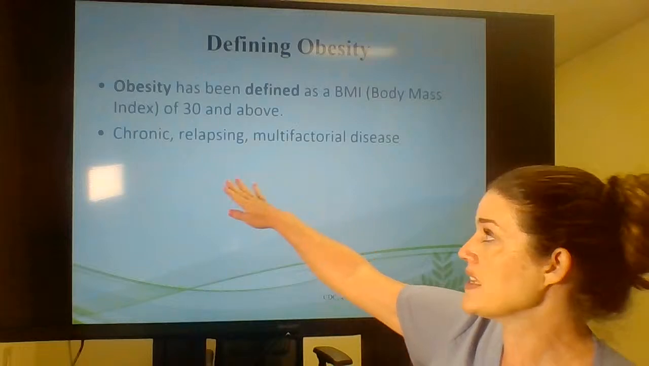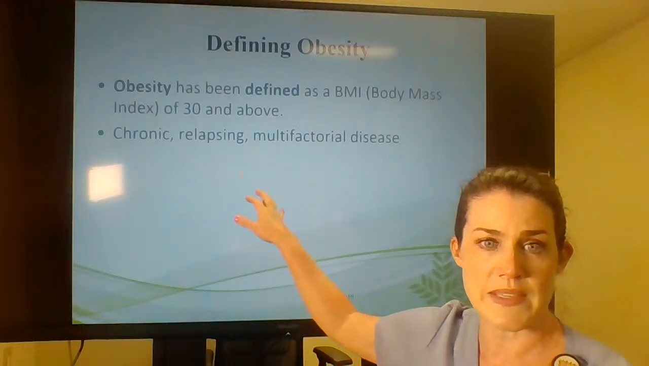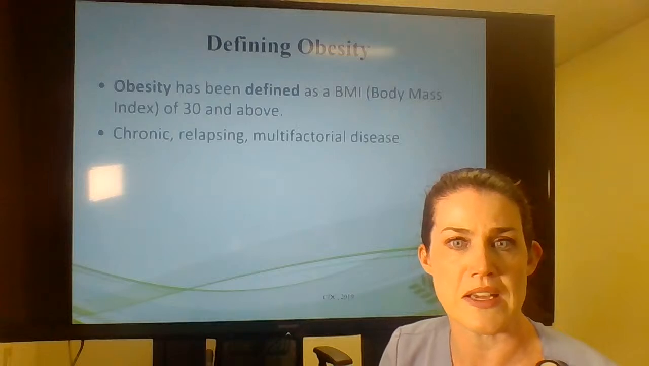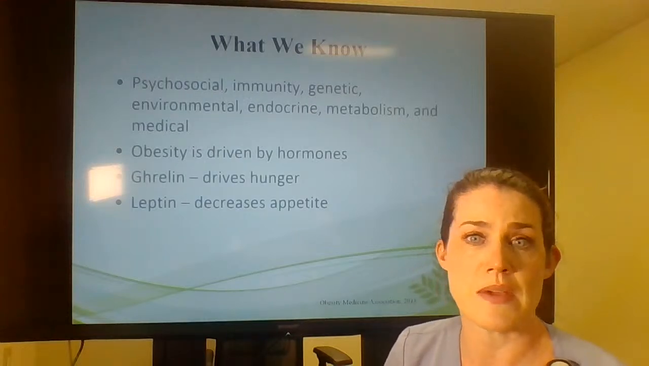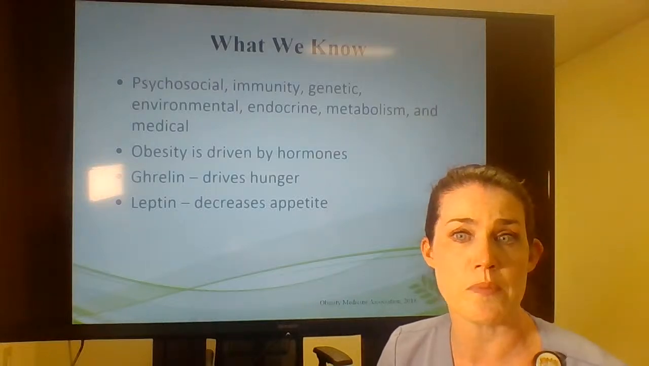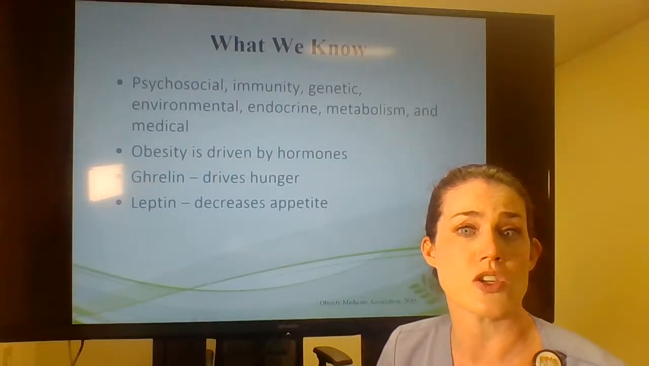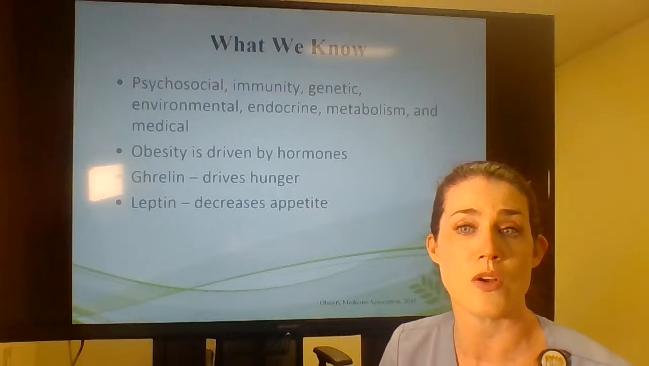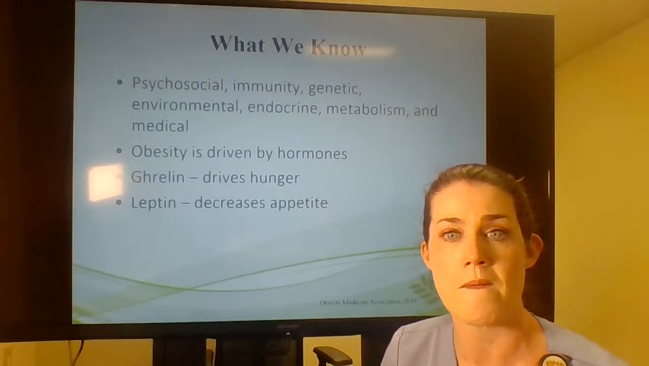Another thing that we know about obesity is it's chronic, it's relapsing, it's multifactorial, simply meaning that there's more than one thing that leads to obesity. Some of those things may be psychological, immunity plays a role, there is a genetic component, environmental factors, the endocrine system, certainly the metabolism system, and there are some medical disorders that can lead to obesity as well.